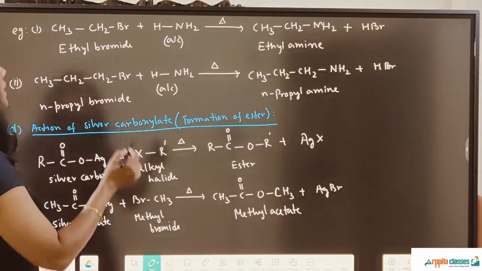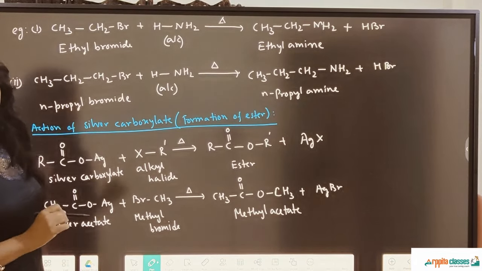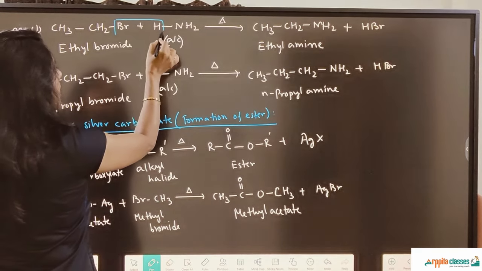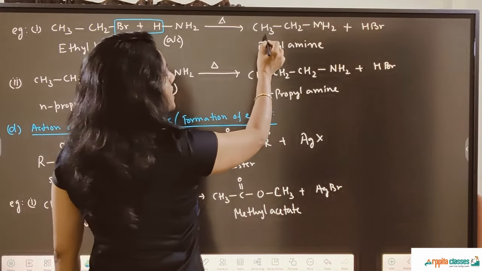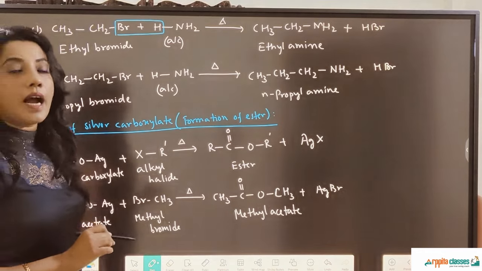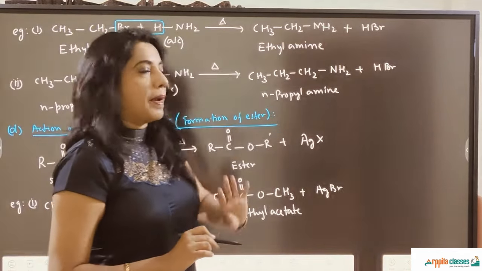The example from here. CH3CH2Br, that is your ethyl bromide plus alcoholic ammonia. HBr will be coming out and we'll be getting CH3CH2NH2, which is your ethylamine. So HBr is a byproduct.